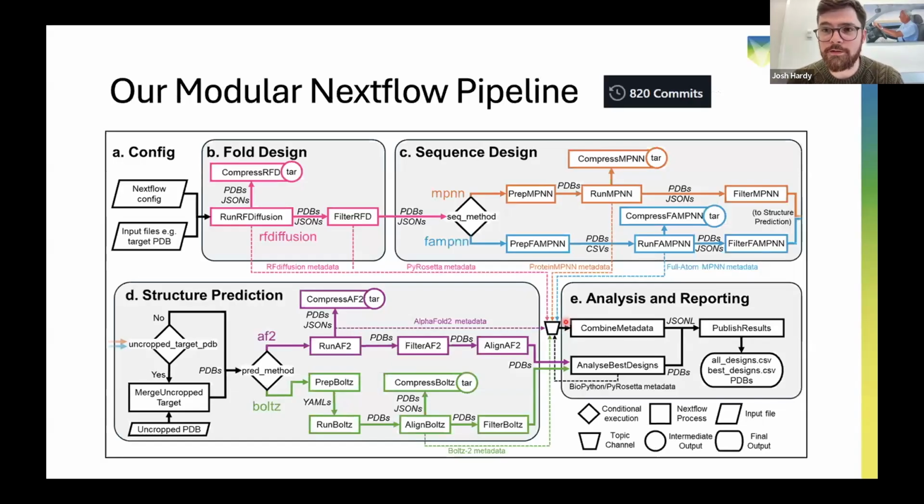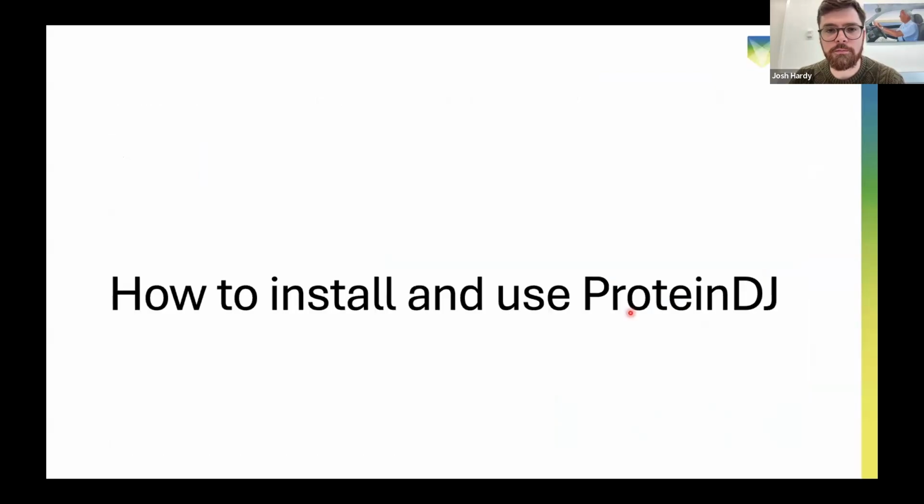This is how it looks. This is my attempt at a metro style diagram, but you can see it is quite complex. There's a lot of moving parts. I've highlighted the 4 stages in these gray boxes. So we have fold design, sequence design, structure prediction, and analysis and reporting. And you can see that all of these steps are spitting out metadata, and this is being collected in the final stage. So as the program is running, the metadata is being compiled and collected. I'm not going to go into detail in this diagram, but this is essentially how it works, and you can have a look at our preprint if you're interested in more detail on how that all comes together.